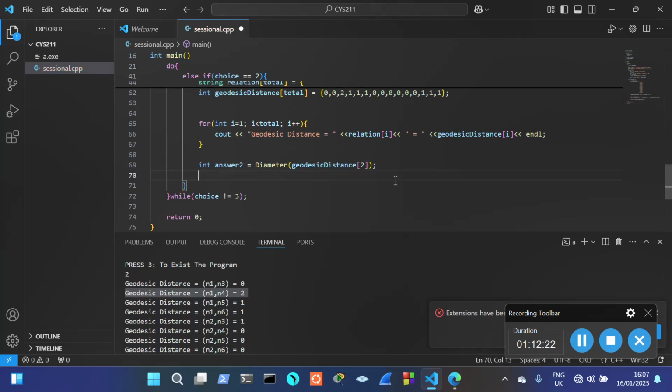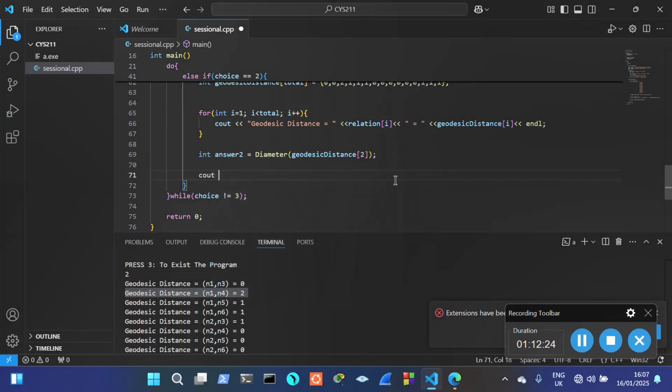Once this thing is implemented, I'll just put this value. I'll end it like that. Then I'll say cout. So I want to make sure that we print out diameter. So we'll say diameter is equal to what? We are saying max. Now we come to that particular relation. Okay, max. Now we have that relation.